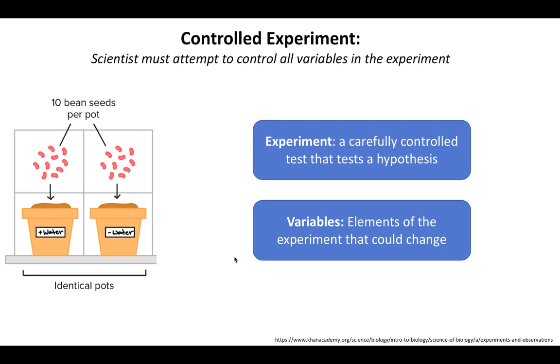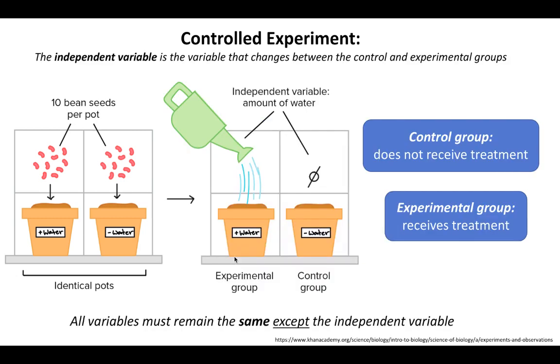It could be the type of soil, the duration of sunlight, the type of pot, the size of the pot. All of these things are variables, and it's absolutely important that we control each of these variables between the different groups that we have set up in our experiment. We are going to control all these variables except for one variable that is allowed to change. In this experiment, it's going to be the water. Our control group is going to have no water, and our experimental group is going to be exposed to water.